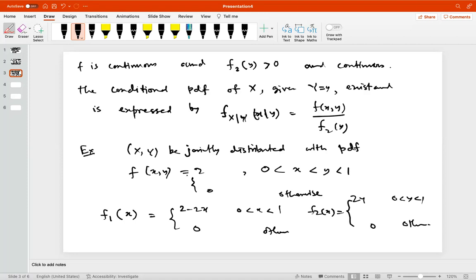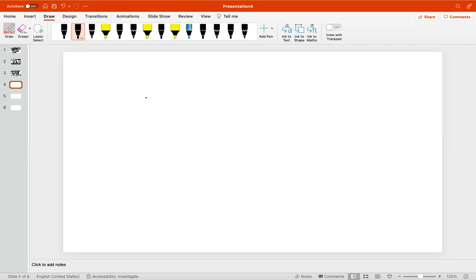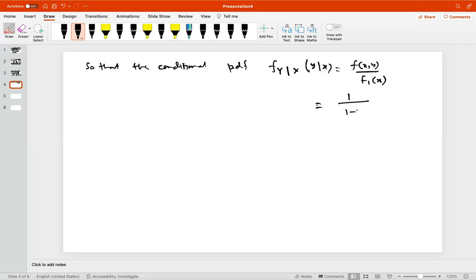So in that case, what will be the conditional distribution? In the same example, the conditional PDF of y given x is uniform. The density of y given x at the point y is f of xy by f1x. So what is this? This is just 1 by 1 minus x, for y from x to 1. So x is fixed. Remember, x is fixed; y is not fixed. The small x is fixed because this is given x. So this is uniform on x to 1.